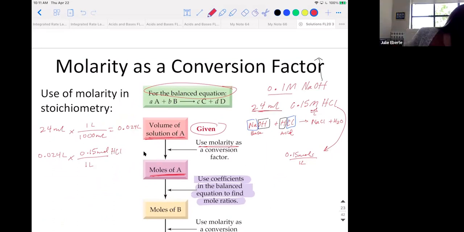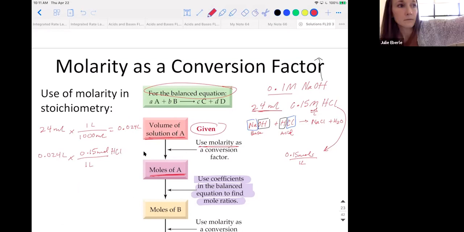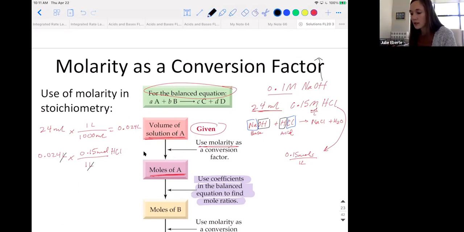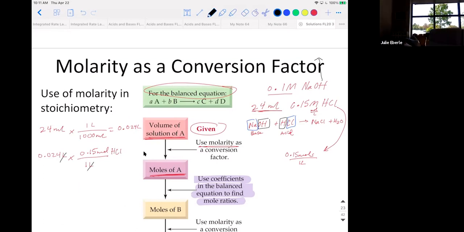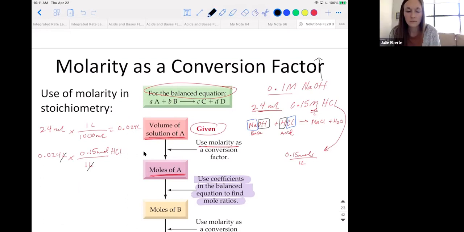My computer is about to die. Okay, so what do y'all get for liters will cancel? What do we get? 0.024 times 0.15. 0.036. Okay, so that's how many moles of HCl. Now we do our mole to mole ratio.